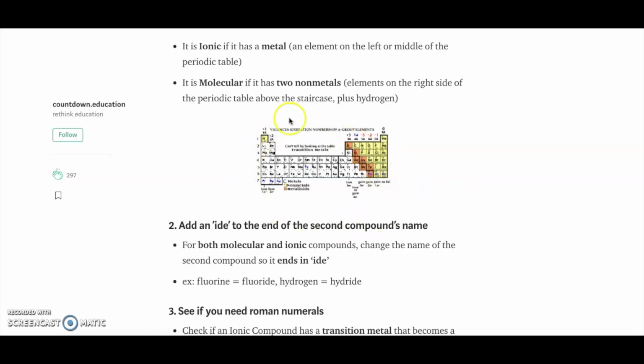So here you can see them in white. In a molecular, it has 2 nonmetals, an element on the right side of the periodic table above the staircase, plus hydrogen. So you can see those here highlighted in yellow.